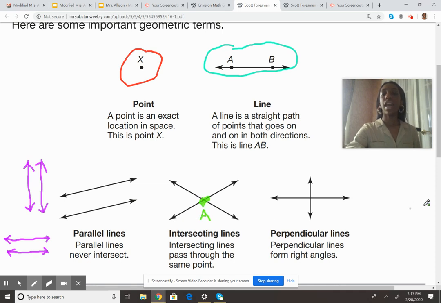And then we have perpendicular lines. Perpendicular lines form right angles. How do I know it forms that right angle? Because I can draw that box within it. Those perpendicular lines form those right angles, and I can draw that box to tell me that, oh, those are right angles. So that means that is a perpendicular line.